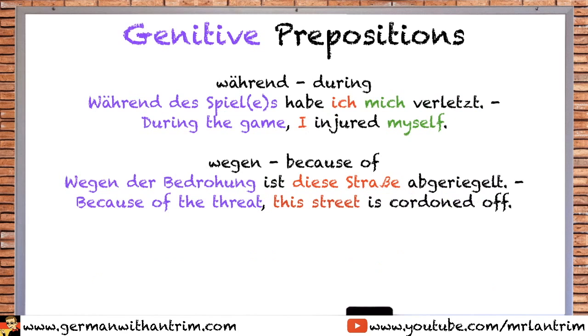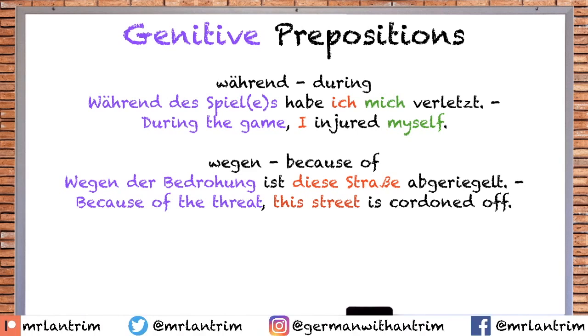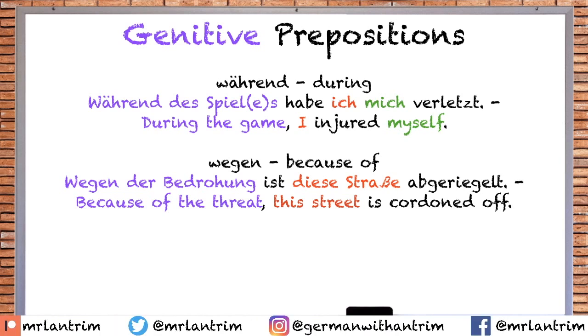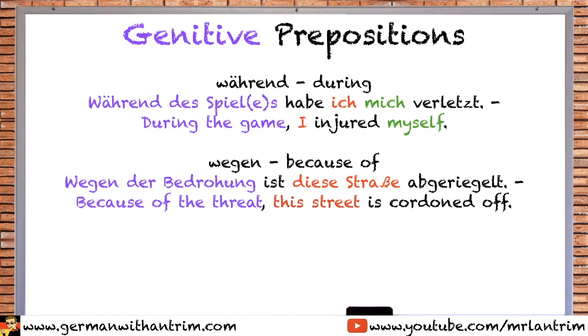Während. Während means during. So we have here, während des Spieles habe ich mich verletzt. Now, I mentioned that we have this parentheses here for an E, and that's because Spiel is one syllable and should technically take an ES at the end of it, but most people are going to use an S at the end of this instead. So whenever you look this word up in Duden, you'll notice that in the genitive case, it does list both because they are both acceptable options for Spiel in the genitive case. So this is one of those exceptions to rules. Spieles or Spiels, both are acceptable.